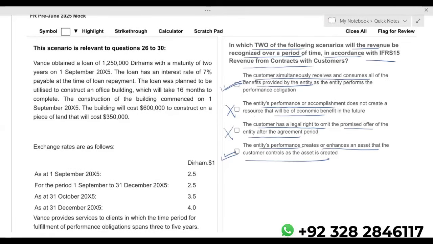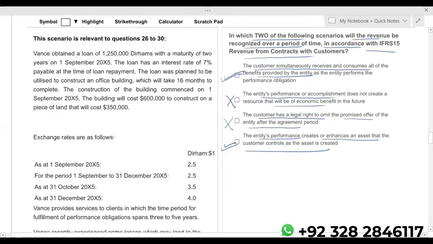I do not have any alternative use of the services which I have provided. For example, the construction work is completed 25%. Assuming the customer does not want to pay me, I cannot have any alternative use of the construction work which I have already done. So at least the customer will have to provide me the price, at least to the extent which I have given the services. So the entity's performance creates or enhances an asset that the customer controls as the asset is created. So I'll be recognizing the revenue over time. Just think of a construction contract.